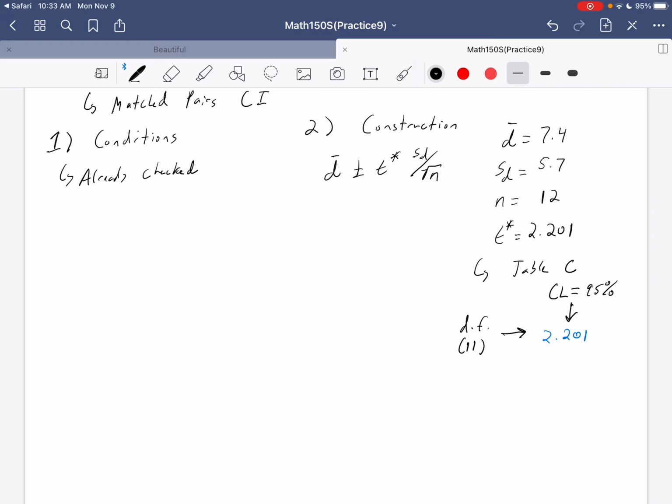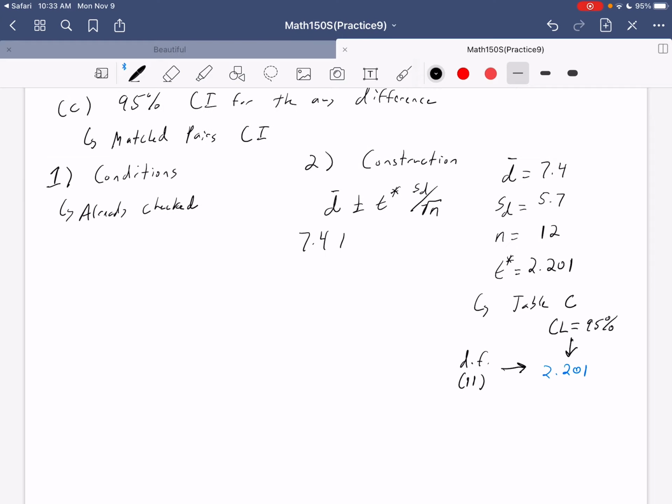All right, now we can plug everything in. 7.4 plus or minus 2.201, standard deviation 5.7 divided by square root of 12. Now we want to determine what this interval looks like. Let's handle the margin of error first. So 2.201 times 5.7 divided by square root of 12. You can just type that all in one line in your calculator. And you should get 7.4 plus or minus 3.6.